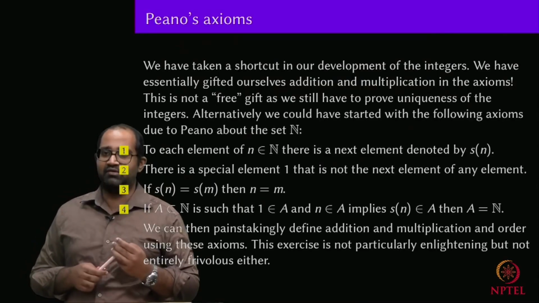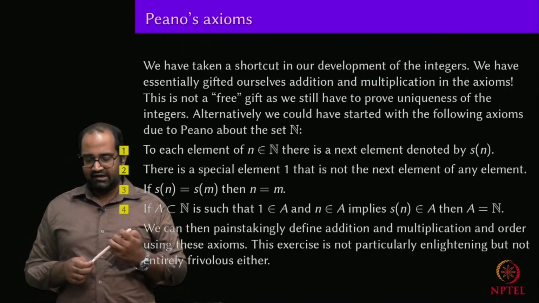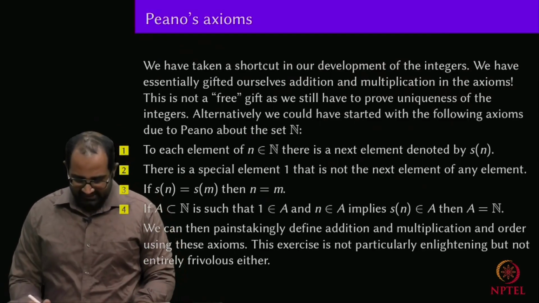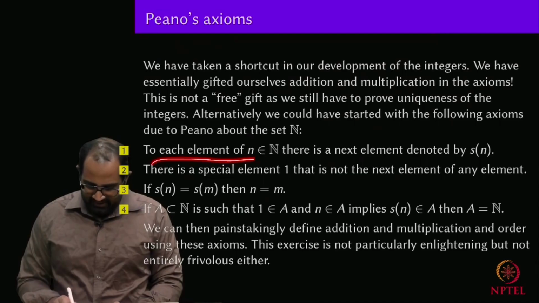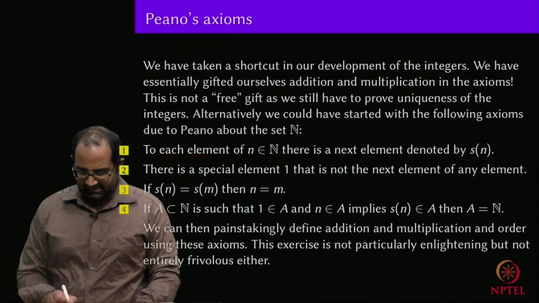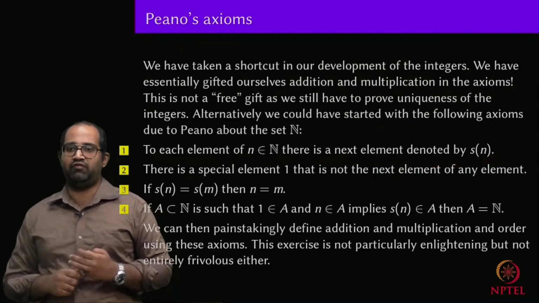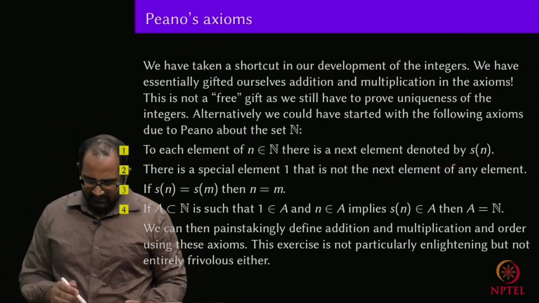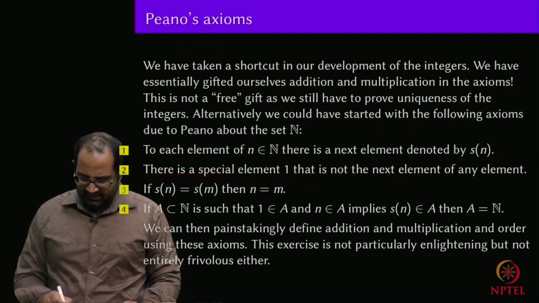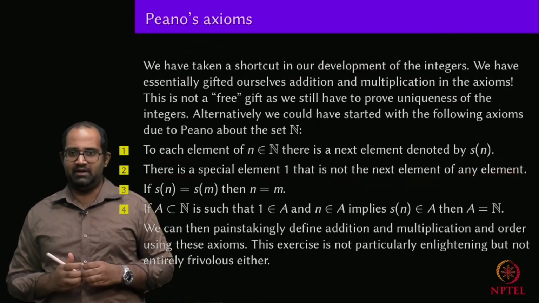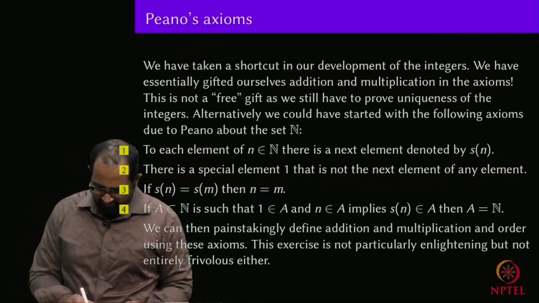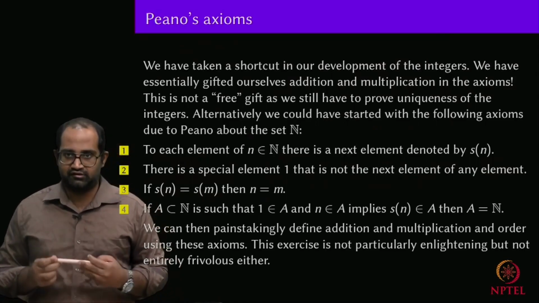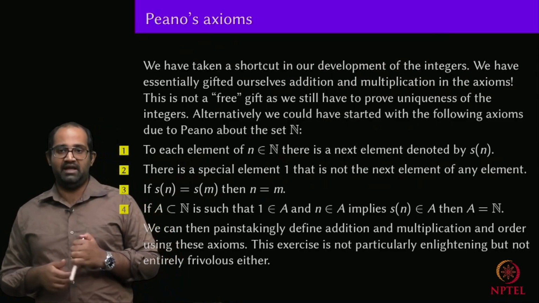But I have chosen a shortcut in the interest of time. So what do Peano's axioms tell you? Well, it is a set of axioms for the natural numbers, not for the integers. What does it say? To each element n in N, there is a next element which we denote by S(n). S(n) stands for successor of n. There is a special element 1 that is not the next element of any element. And if S(n) equals S(m), then n equals m. If the successor of n and the successor of m are the same, then n must be m.